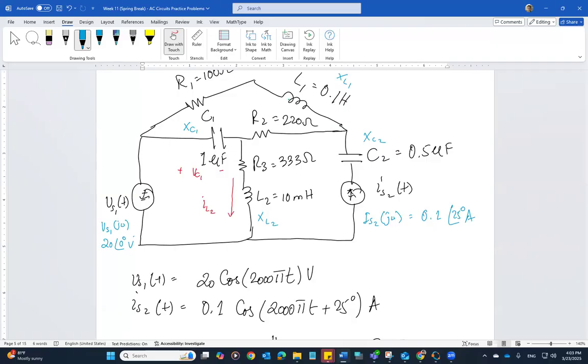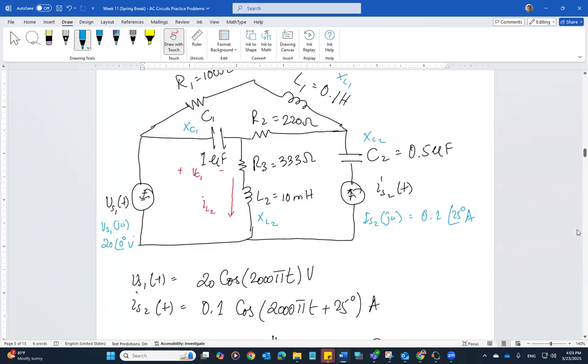Now, in this case, R1 and XL1 are going to be in series, of course. But they will not be in parallel with XC2 and R2 because of this node that we have here. XC2 and R2 will not be in series either. R3 and L2 are in series, of course. So how are we going to find VC1 and IL2?